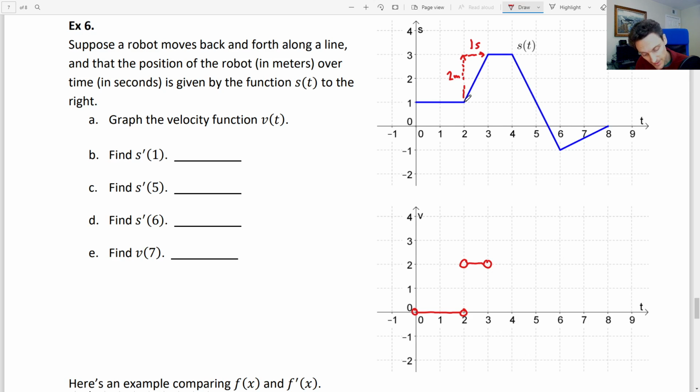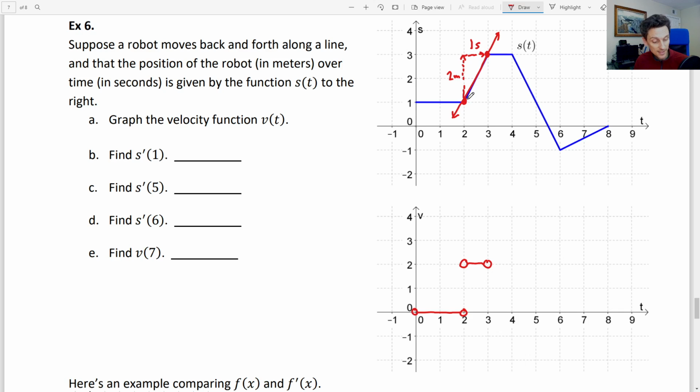Another way of thinking about this is we just found the slope of the secant line going from this point at t equals 2 to this point at t equals 3. The secant line would be running through those 2 points. And the slope of the secant line is going to be 2.